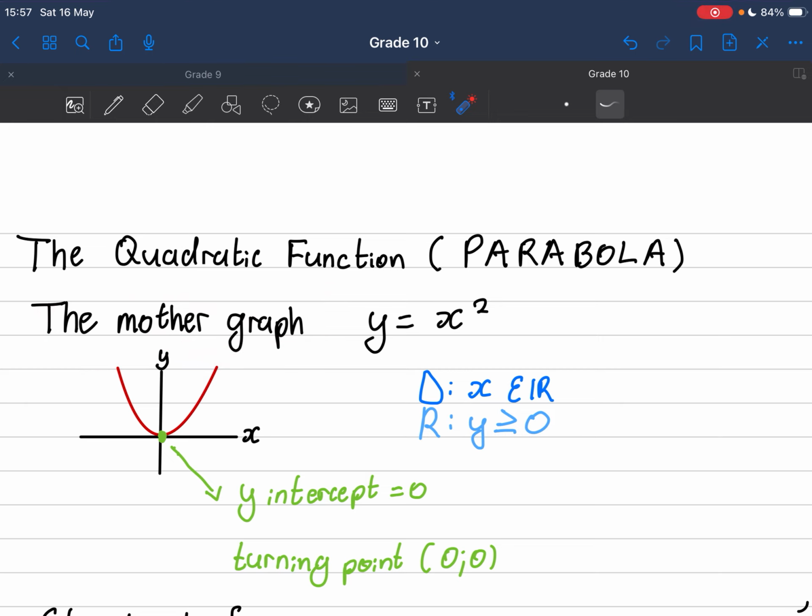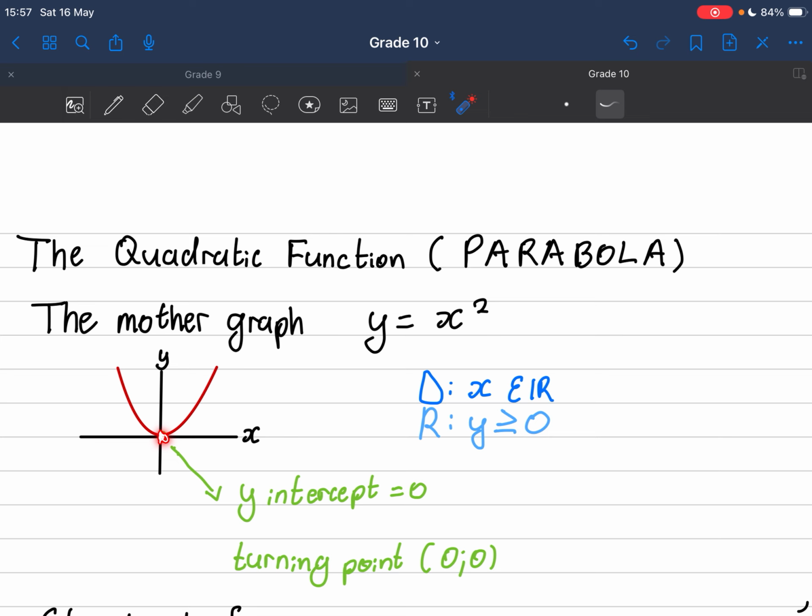So the mother graph refers to a function that exists in the most basic form without any changes, alterations, translations, or anything of that nature. So this is the most basic form. The graph is given by the equation y is equal to x squared in its most basic form, and looks something like this. So it's like an open cup sort of thing.